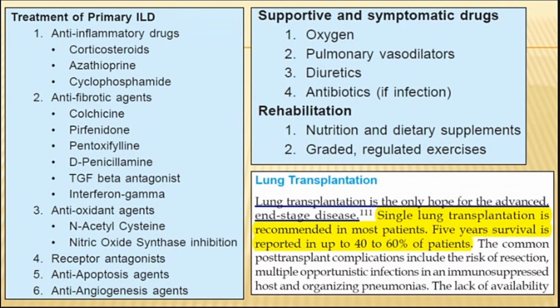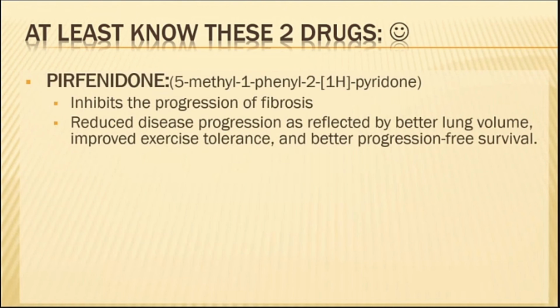So when it comes to treatment, that list is big, I know, but if you have to know anything, just know these two drugs. The first one is pirfenidone. Pirfenidone is 5-methyl-1-phenyl-2-(1H)-pyridone. It's basically an anti-fibrotic agent. It inhibits the progression of fibrosis, and pirfenidone has been shown to reduce disease progression, which is reflected by better lung volumes. That means the reduction in lung volume is arrested. There's improved exercise tolerance and better progression-free survival.